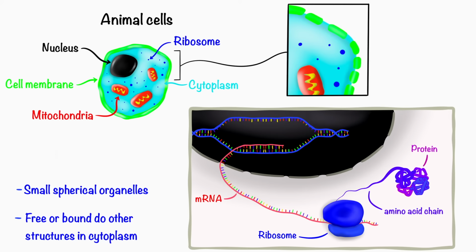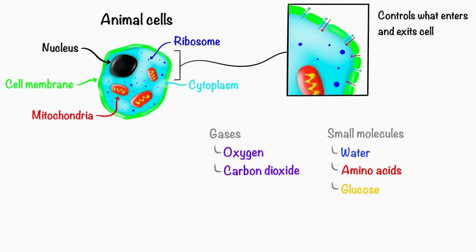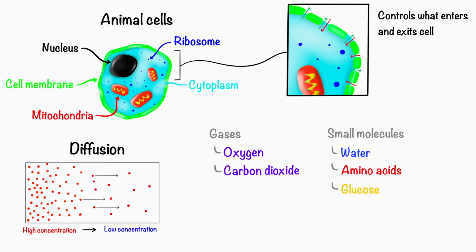And then we have the cell membrane. This is a barrier which controls what enters and leaves the cell. It readily allows vital small molecules, such as water, glucose, amino acids, and gases, such as oxygen and carbon dioxide, to pass through via diffusion.